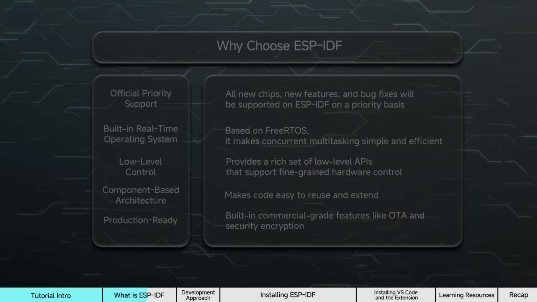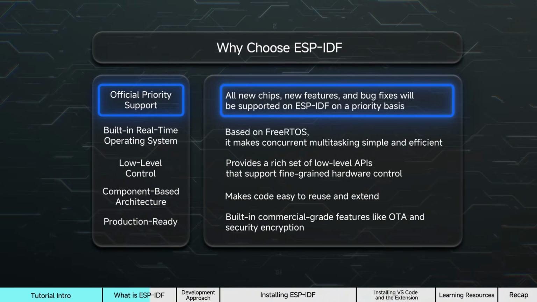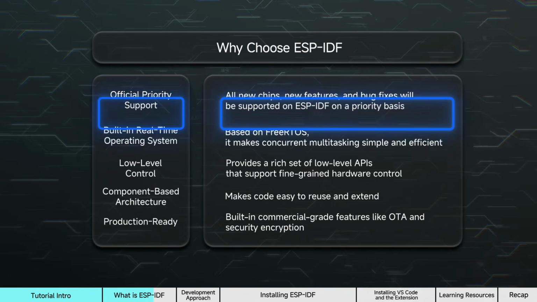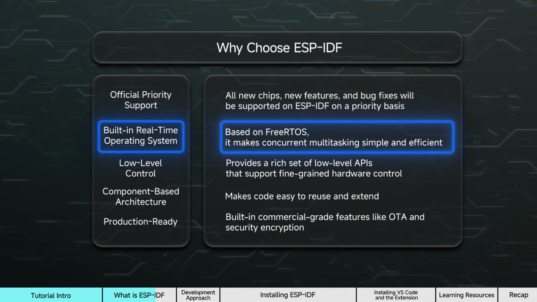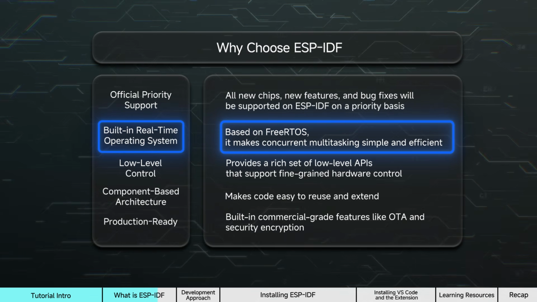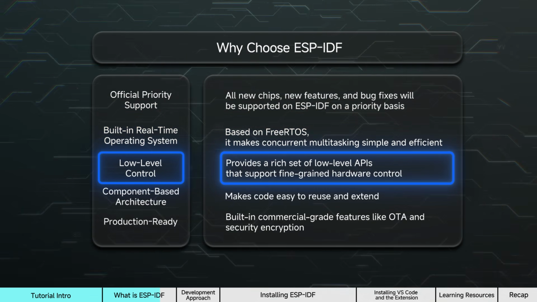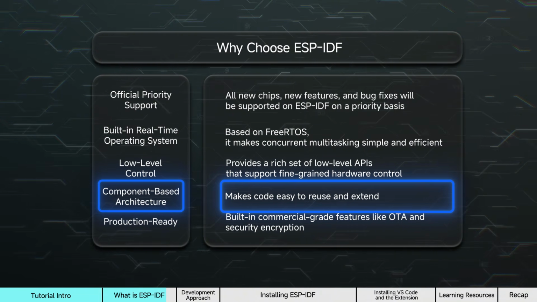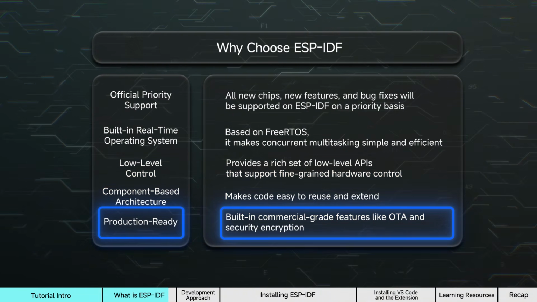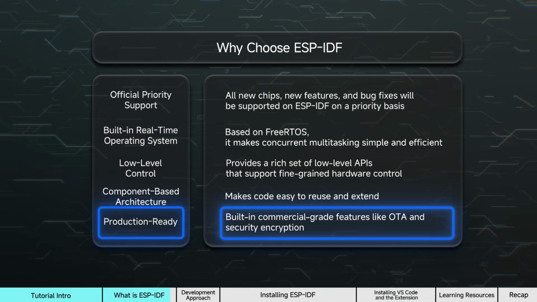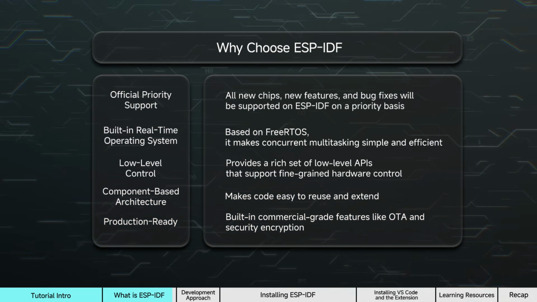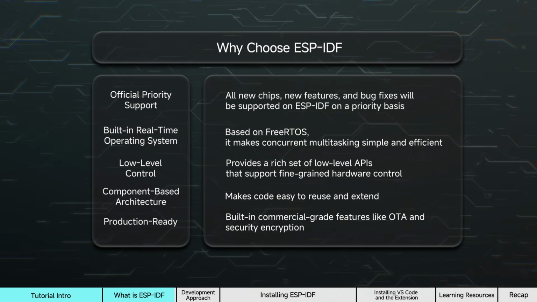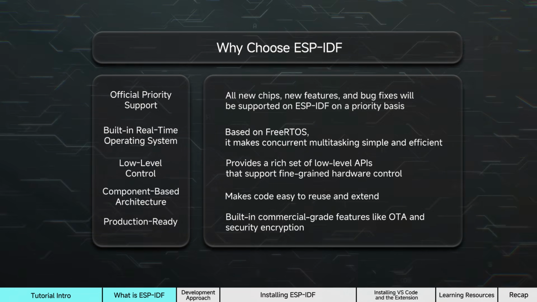It has the following characteristics: official priority support. All new chips, features, and bug fixes are first supported in ESP-IDF. Built-in RTOS, based on FreeRTOS, making multitasking simple and efficient. Low-level control: it provides rich, low-level APIs for fine-grained hardware control. Component-based architecture makes code easy to reuse and extend. Production-ready, with built-in commercial-grade features like OTA and security encryption. Although the learning curve is steeper, ESP-IDF helps you build more complex, stable, and professional projects.